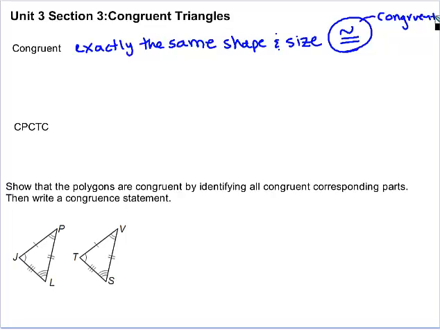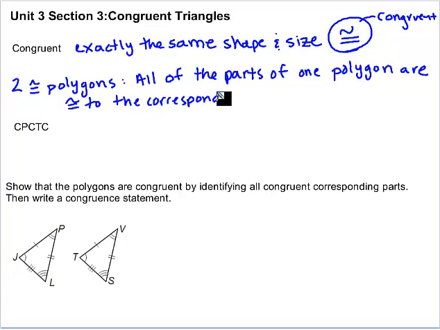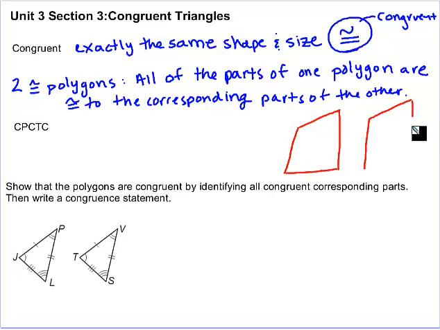If we have two congruent polygons or triangles, this means that all of the parts of one polygon are congruent to the corresponding parts of the other. So essentially, if we have two polygons here, and we want to say that these two polygons are congruent, they need to have congruent corresponding parts.